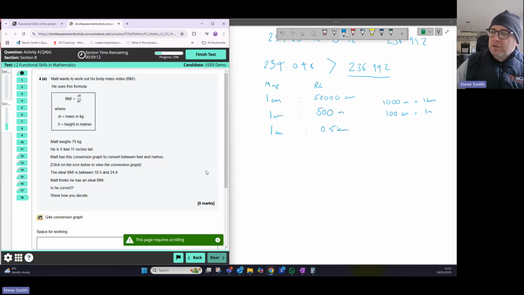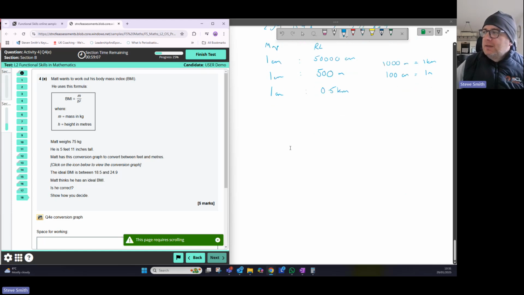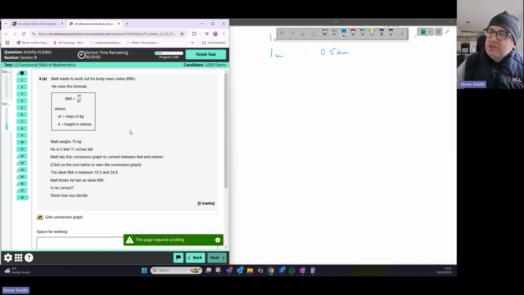Okay, and a 5-pointer to finish off with. Matt works out his body mass index. He uses this formula, M divided by H squared. M is the mass in kilograms, H is height in meters. Matt weighs 75 kilograms. Wow, okay, so we've got that one in the right format, but his height is 5'11". Matt uses this conversion graph between height and meters to work out his BMI. He thinks he's the ideal BMI.